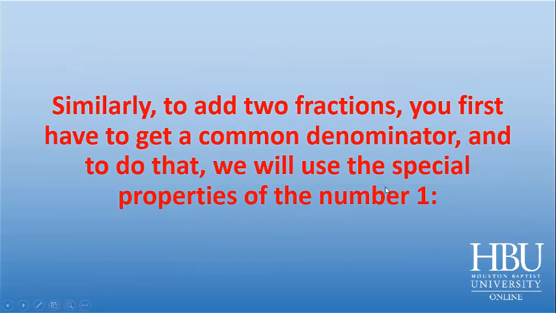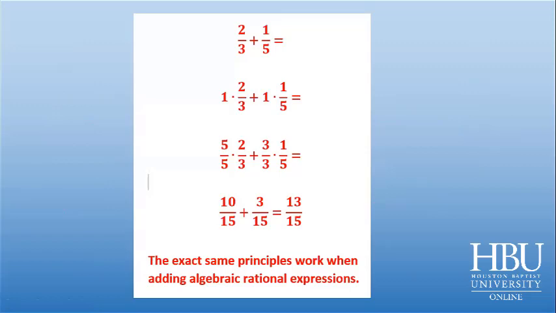If you look at the middle part of the word denominator, nomen comes from the Latin word for name. So a denominator is the name, and to get a common denominator, we're going to use the special properties of the number 1 that we've just been talking about. Let's take a simple arithmetic example before we try to do algebra. Suppose you want to add 2/3 plus 1/5. The first step is to use the special property of the number 1.